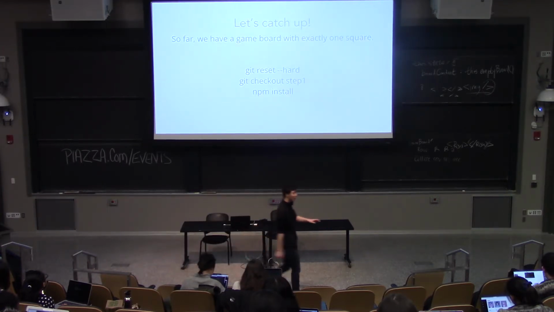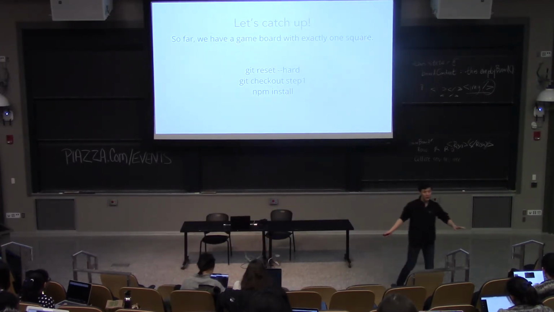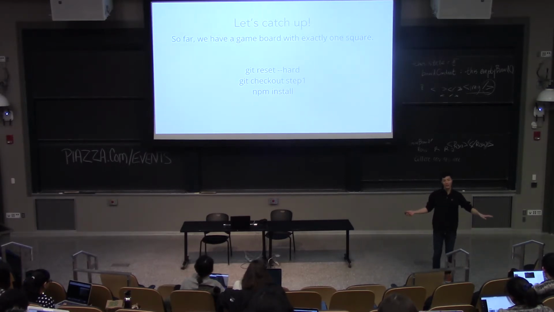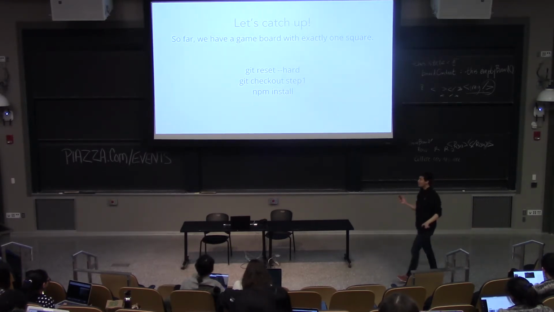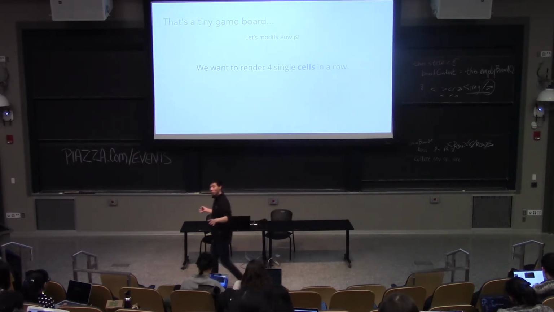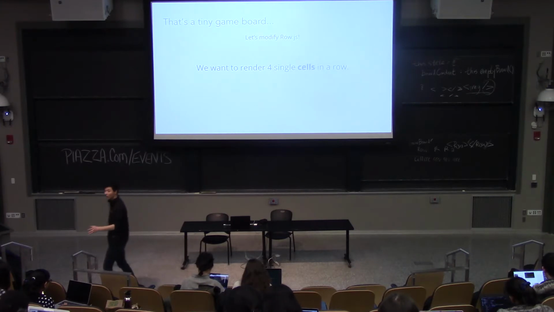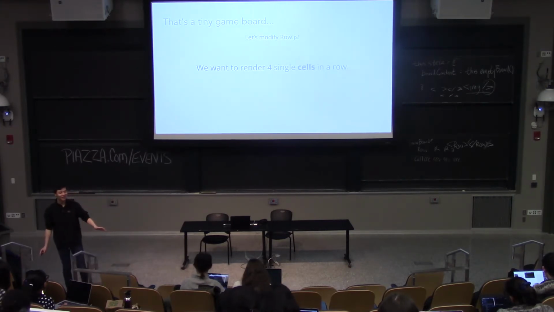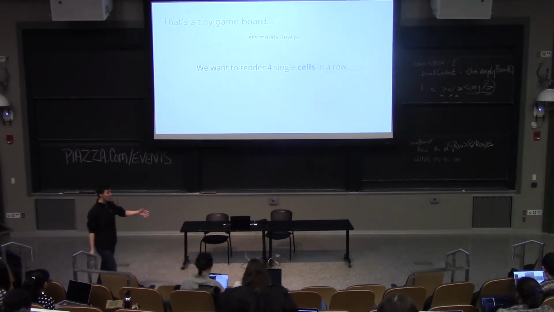If you haven't gone here already, just go ahead and check out step 1. And if you already have a cell, don't worry, you don't have to check out step 1. What we want to do is render 4 cells in a single row. So how do we do that? Well, for now, let's copy paste. I believe in your ability to copy paste.